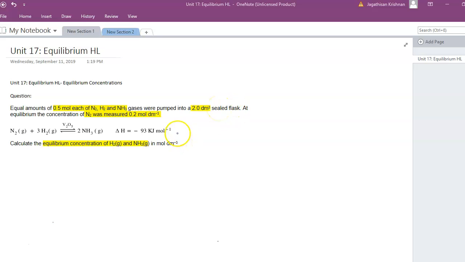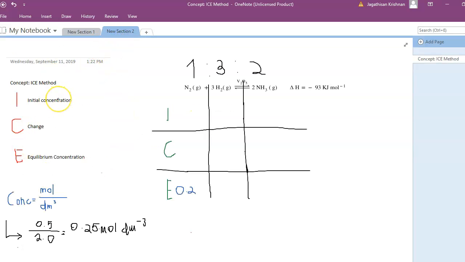Then it goes on to say that the equilibrium concentration of nitrogen at the end was 0.2 moles per decimeter cubed. The question is then asking us to find the equilibrium concentrations of hydrogen and ammonia. So we already have the equilibrium concentration of nitrogen. When we need to find the equilibrium concentrations, or when we're working with equilibrium concentrations at all, we need to use the ICE method.